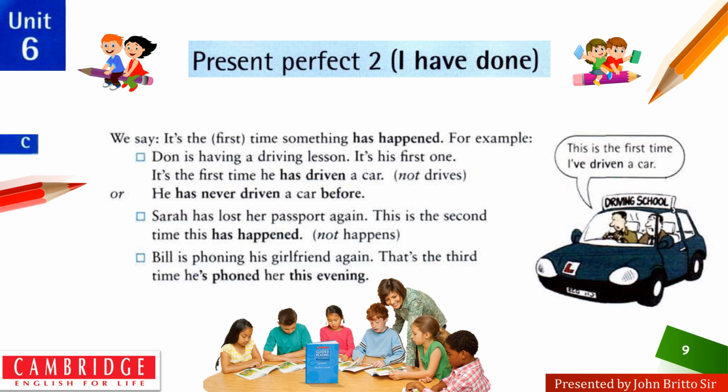It is the time something has happened. It can be the first time, it can be the second time. But what is more important, it is the time something has happened. Bill is phoning his girlfriend again. That's the third time he's phoned her this evening. So therefore we can understand that if you want to convey the idea, it's a time something has happened, it can be first time, second time, third time, you can use present perfect tense.